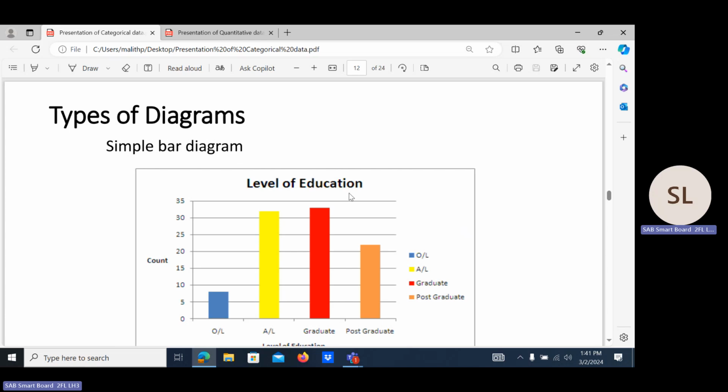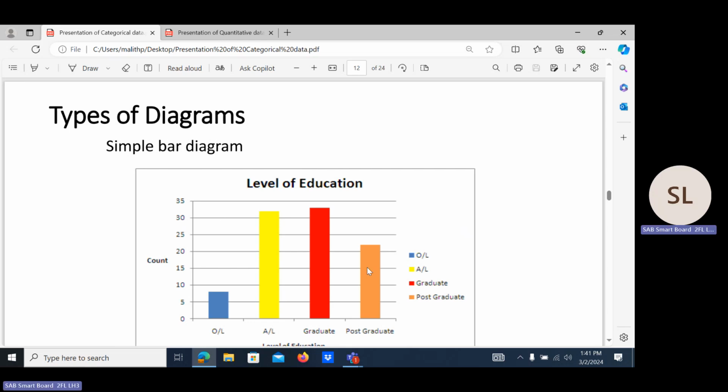In here, what is the categorical variable? Level of education. Understood? Then what are the categories? O level, A level, graduate and postgraduate. In the simple bar diagram, there are two axes. This is the vertical way, no? Then this axis, X-axis represents what? Categories of the variable. The next one, normally we say the y-axis, no? This axis represents the frequency of each category.